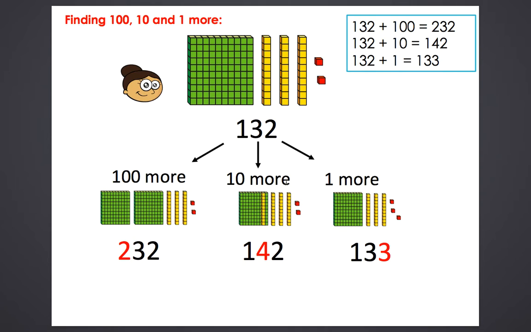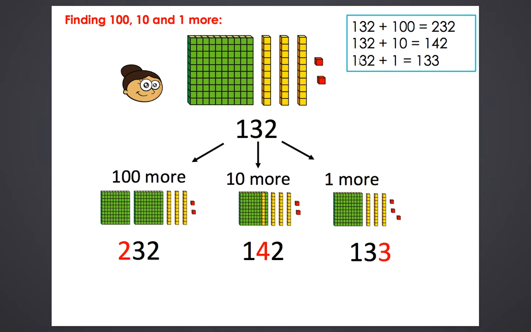Then when I'm finding 10 more, I've still got my 100 and I'm adding on another 10. Sorry children, that's just moved over a little bit. But when I add on one more 10 to my 3 tens, I'm going to have 4 tens. And my hundreds and my ones stay the same because my tens do not add up to more than 9. And then when I'm finding 1 more, I've still got my 100, still got my 3 tens, and then I'm just adding 1 into the ones column. So 2 add 1 makes 3, and my hundreds and tens stay exactly the same.